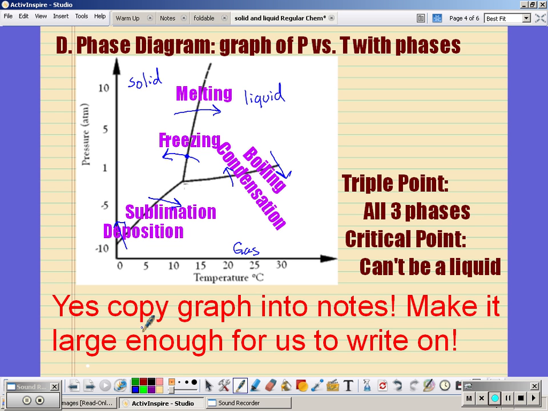Now the triple point is where all three phases coexist together. So right here where our three lines meet, that is the triple point. So at that temperature and that pressure, you would see the solid, the liquid, and the gas of that substance together. The critical point is where you can no longer be a liquid. So that's the point where the liquid to gas line ends.